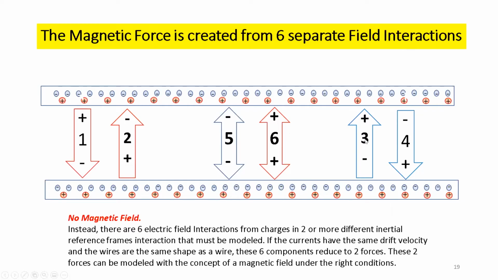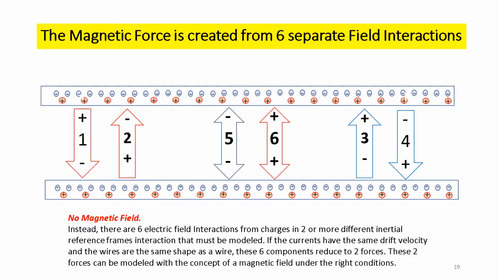The second part is that we also have the electrons from the second wire seeing the protons, and the electrons from the first wire seeing the other protons. So we really end up having 6 interactions that we have to model, where in an electric current, 2 of these interactions, 1 and 2 and 3 and 4, are basically the same. But what we don't have here is a magnetic field. We have complex interactions from charges in different inertial reference frames that you have to take separately.